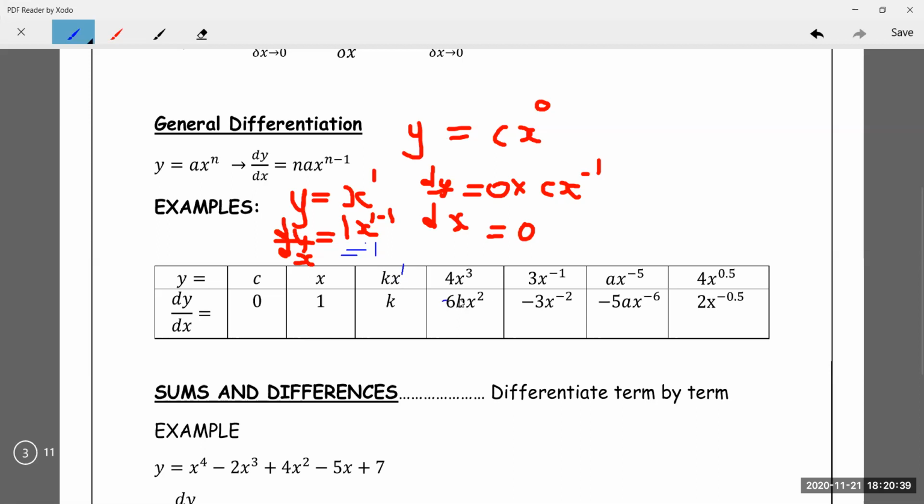Now this one is incorrect, and I put this one there purposefully so we can fix it. What should the derivative of 4x cubed be? So it would be 4 times 3, which is 12. So 12x squared. Beautiful. 12x squared. Lovely. Is this one correct?